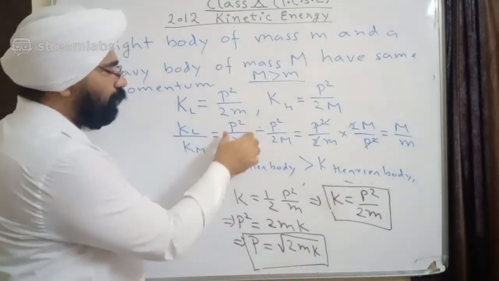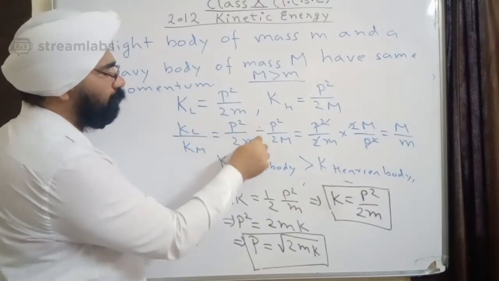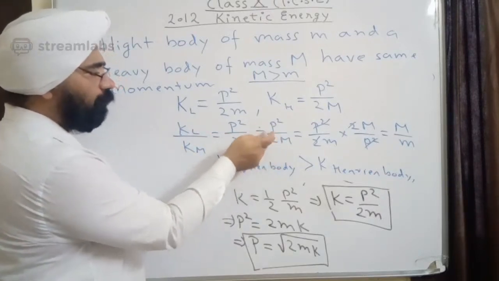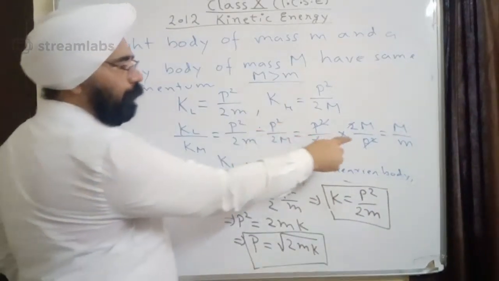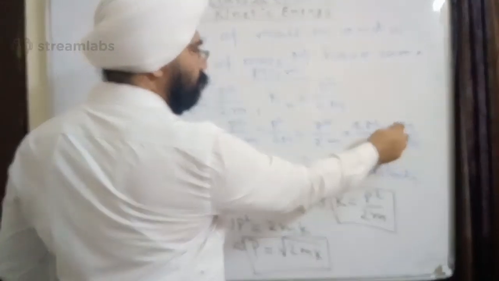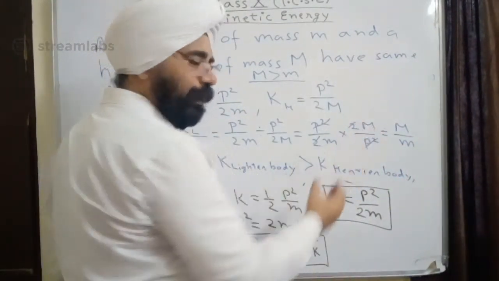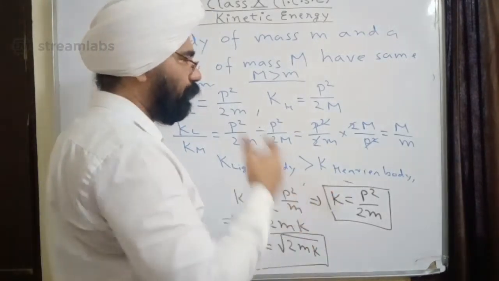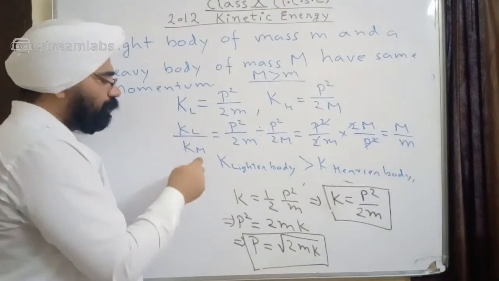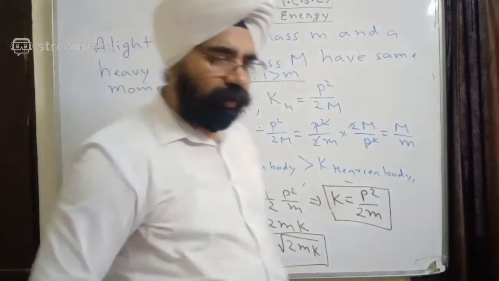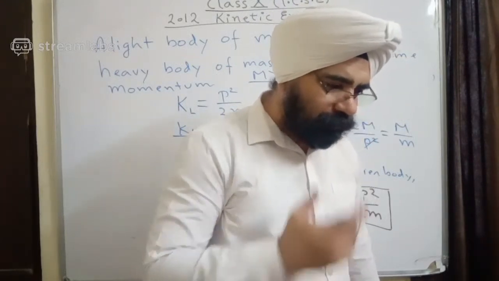So when I divide, I'm taking their ratio, so p square by small 2m divided by p square by big 2M. When I multiply, it flips. So this M goes up, and the ratio becomes capital M by the smaller m. Capital M is bigger than the small m. This mass is greater, which means kinetic energy of the lighter body is greater than the kinetic energy of the heavier body. Lighter, Kritika, is the correct answer.